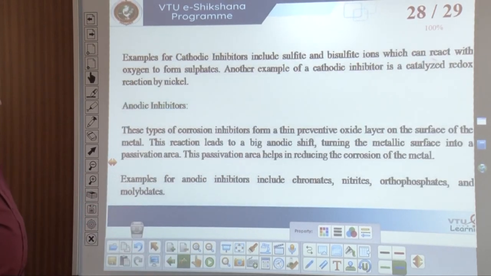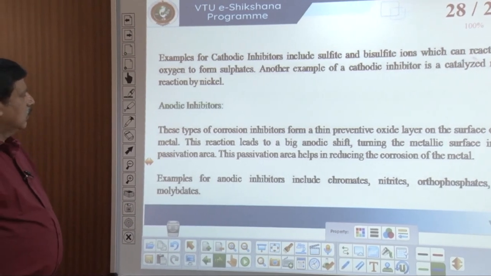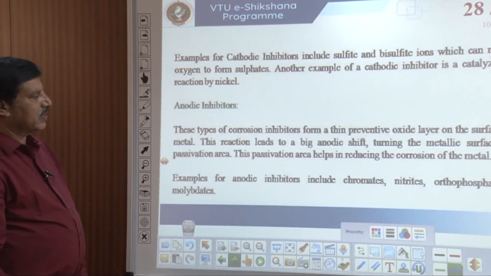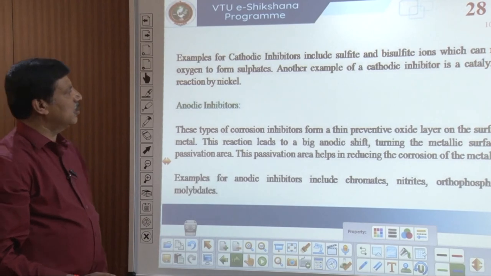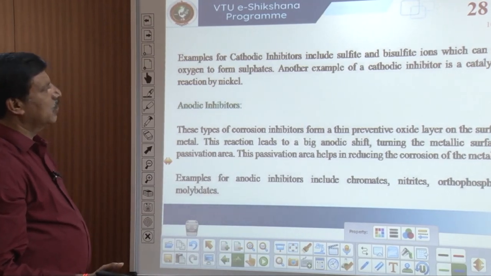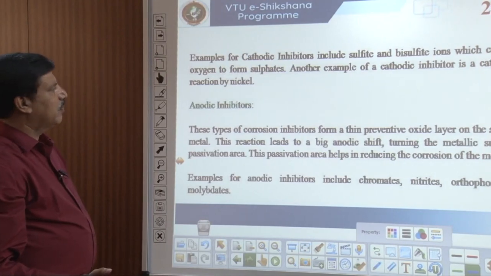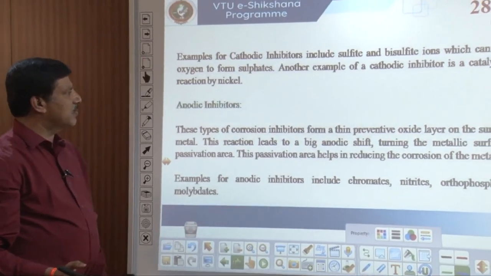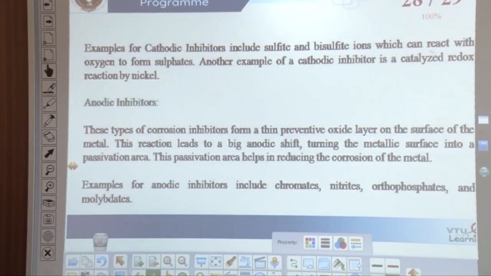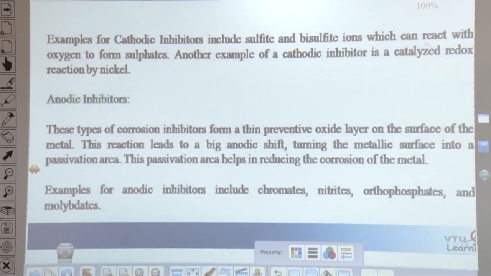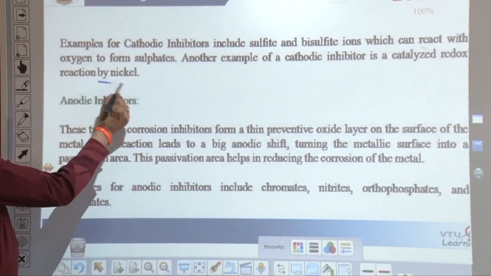Examples: cathodic inhibitors include sulfite and bisulfite ions, which can react with oxygen to form sulfates. Another example of a cathodic inhibitor is catalyzed redox reactions by nickel.